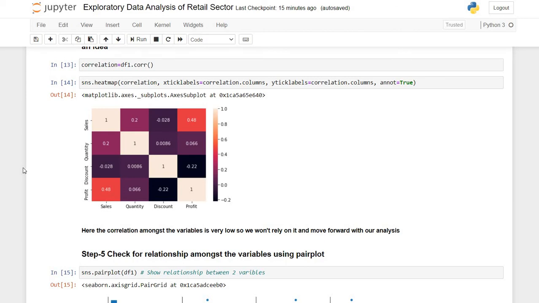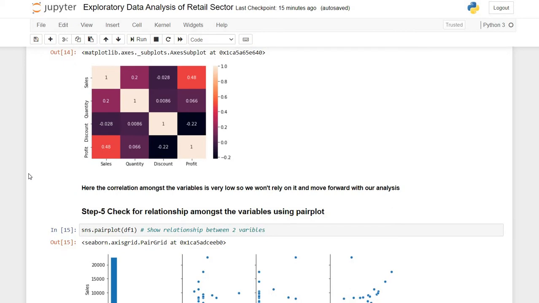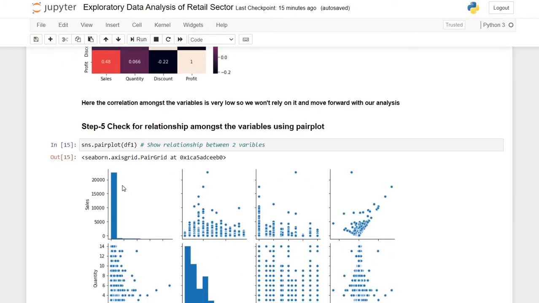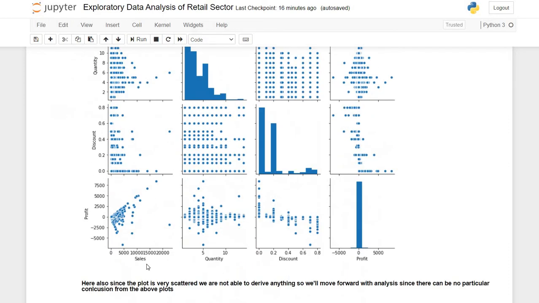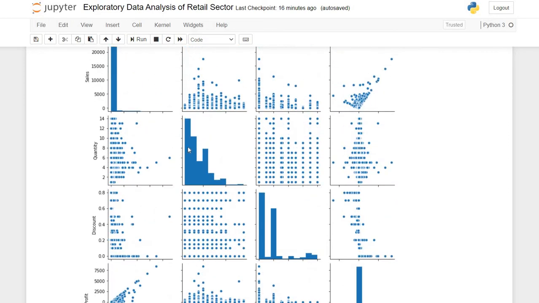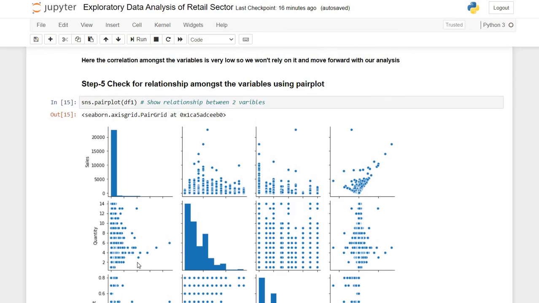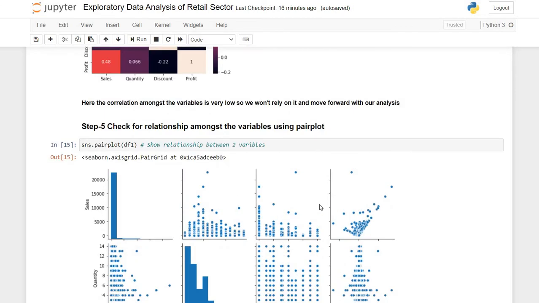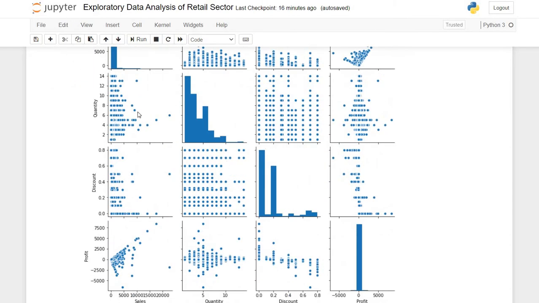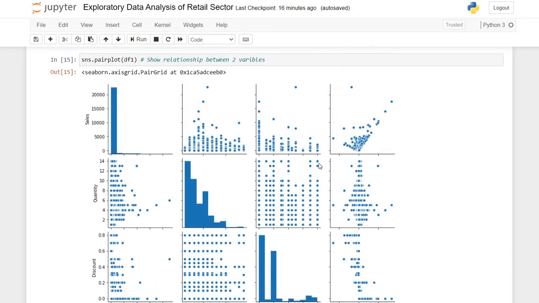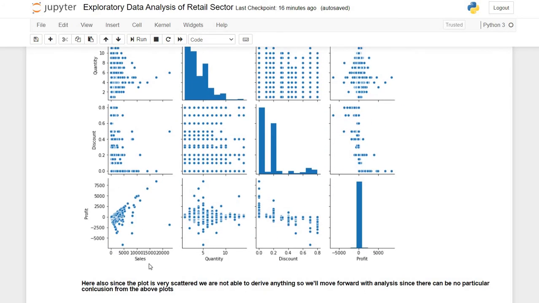So we won't rely on it and move forward with our analysis. Another step involved is to check the relationship amongst the variables using the pair plot. Using the Seaborn library, we'll plot a pair plot, in which there are individual plots between every pair, like sales and quantity, sales and discount, sales and profit. In each of these plots, there is no perfectly linear line or any perfect plane in which we can represent it.